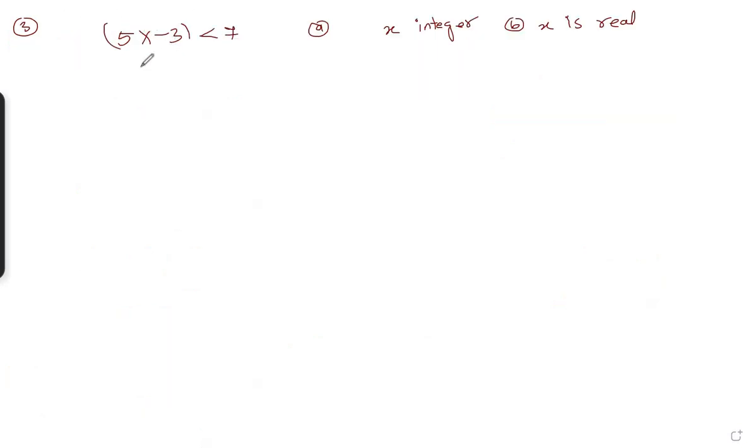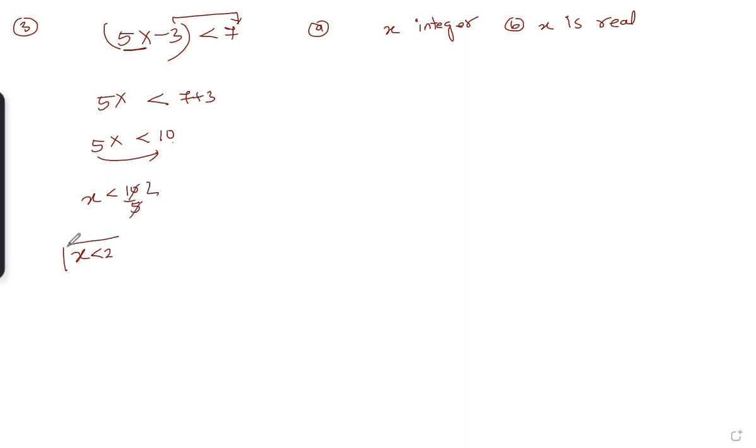So here is the third question. It's pretty simple. X is already positive. We don't need to do anything. The 3 will go to the other side, 7 plus 3. So 5x is less than 10, correct? This 5 will go to this side. So x is less than 10 by 5. So x is less than 2 because it will cut. So this is my condition for x.